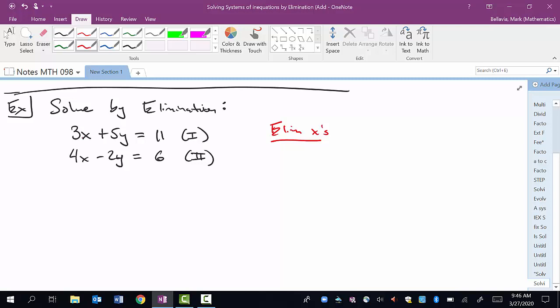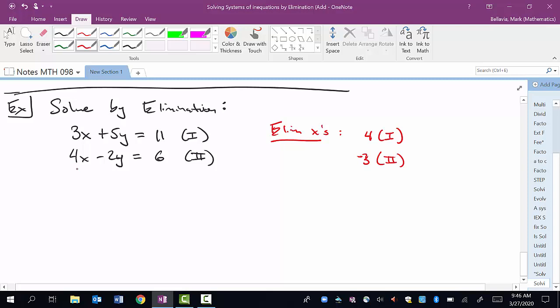Well, how would I make these look like the same number but opposite signs? Well, if I multiply the first equation, so I can do 4 times equation 1, so 4 times 3 gives me 12 here. Then I multiply the second equation by, well, I need it to be 3 times 4 to give me 12, but I need it to be a negative here, so it's really negative 3 times equation 2, right?